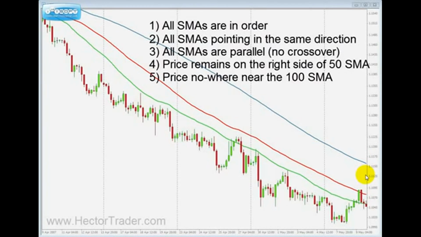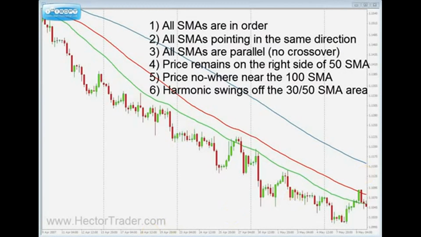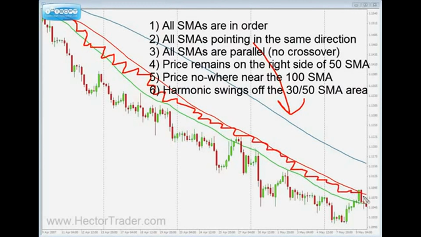And finally, the last condition, the sixth condition, is that price swings harmonically off the area between the 30 and the 50 simple moving average. That's what I call the dynamic area of support and resistance. Well, in this case, resistance, since we are in the downtrend. I usually mark the area between the 30 and the 50 simple moving average as a dynamic area of resistance. I like all the swings to take off from this area.